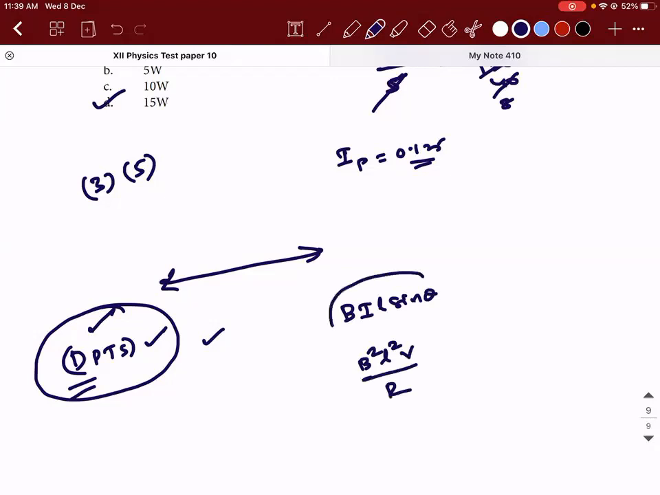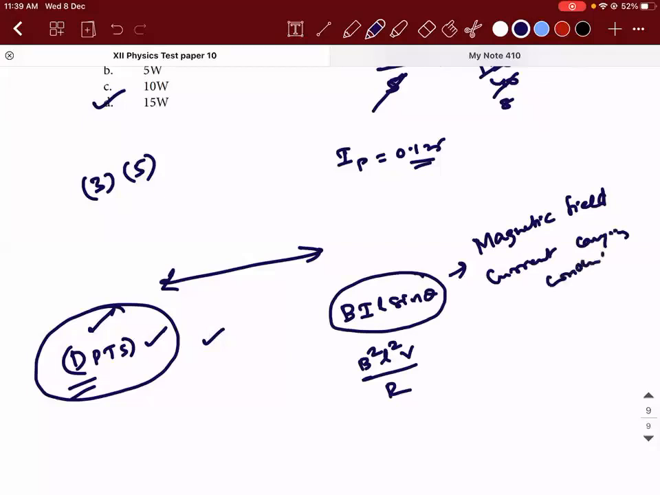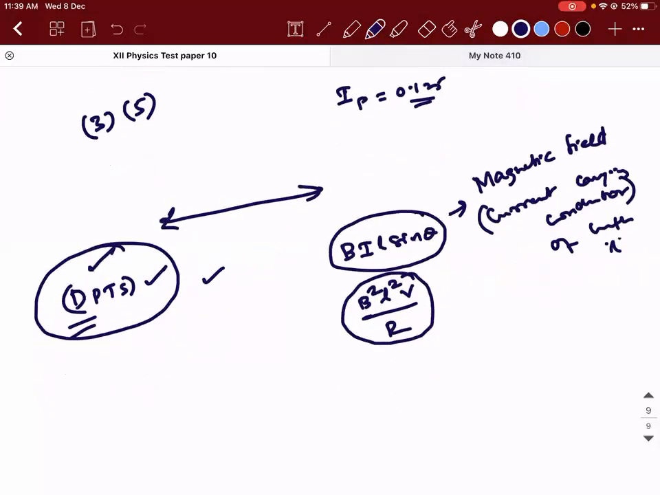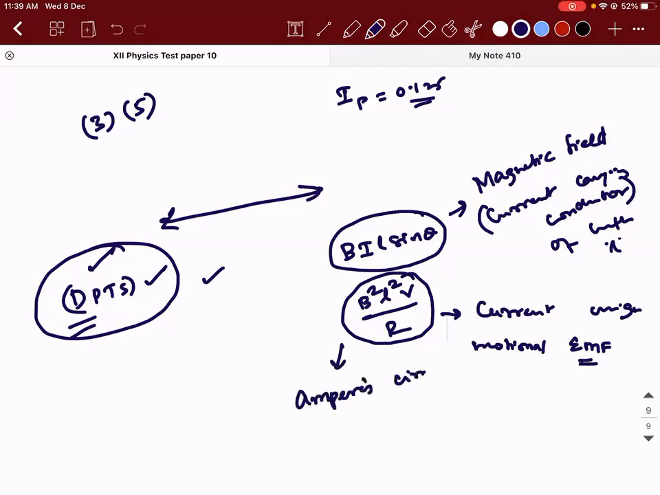Okay. So this BIL sin theta, you will apply it when you already have a magnetic field in which you place a current carrying conductor of length L. This current is generated by some external source. Whereas you will use this B square L square V by R when generating the current using motional EMF. Are you able to understand? So that is why this question comes under the Ampere circuit law.